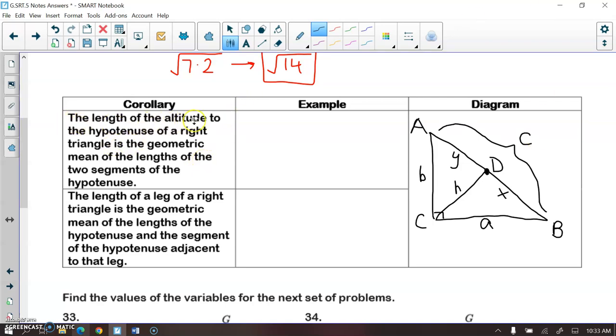Okay. So, basically, the length of the altitude to the hypotenuse of a right triangle is the geometric mean of the lengths of the two segments of the hypotenuse. So what I mean is that altitude, H, is equal to the geometric mean, which means the square root of the product of two things, and it equals the two parts of the hypotenuse, X and Y. So H is equal to the square root of X times Y.